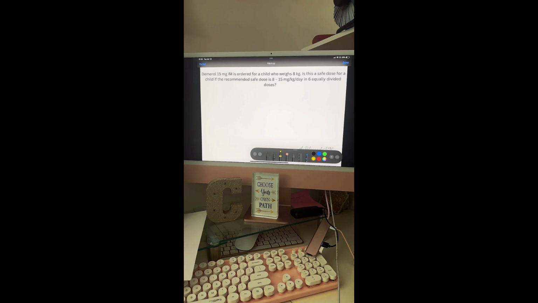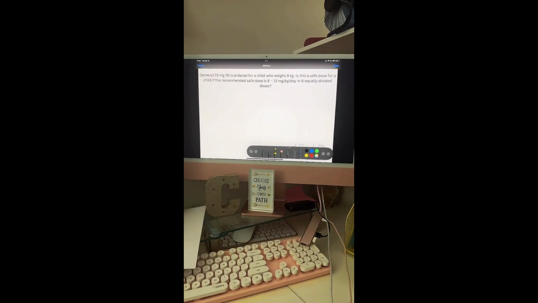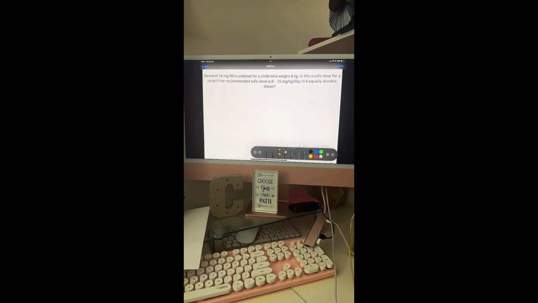Demerol 15 milligrams IM is ordered for a child who weighs 8 kgs. What is Demerol for? Y'all know what Demerol is for? I love it when they're in kgs as well, right? Oh, you can't see the whole question? All right, let's see. What about now? It's for pain, right? They don't really like to give Demerol like that anymore either because it was bad for the kidneys. It's a pain medicine. So you probably won't even see that.